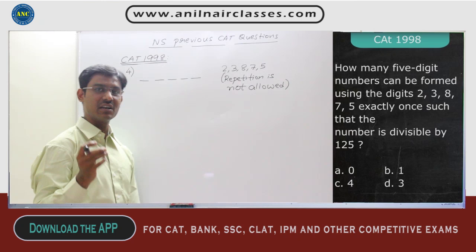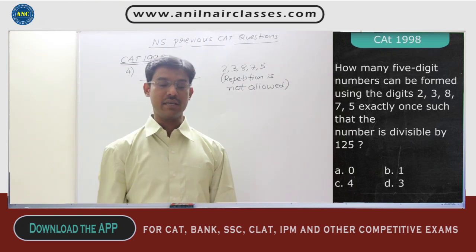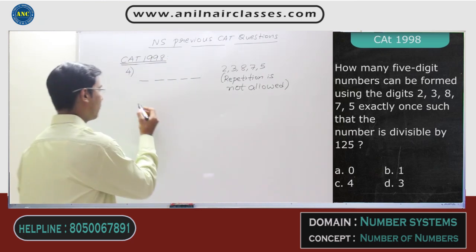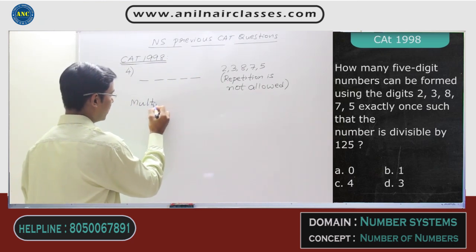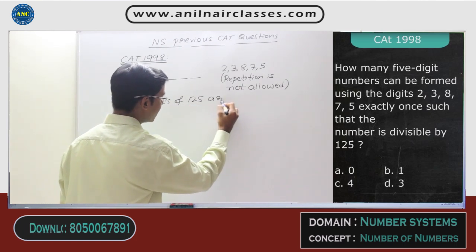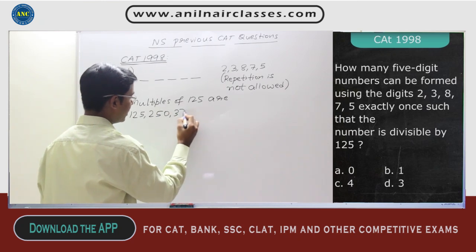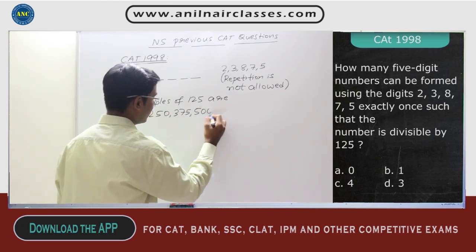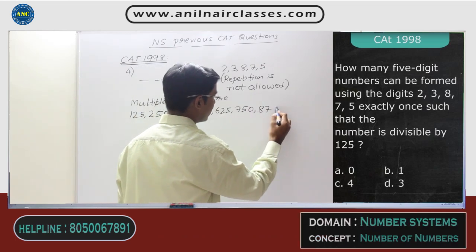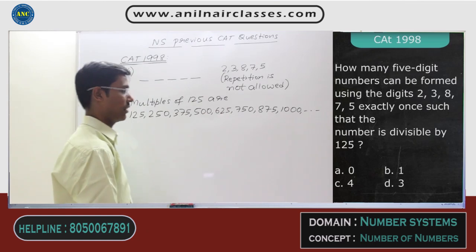Now, what is the divisibility rule of 125? The divisibility rule of 125 is that the last 3 digits should be divisible by 125. That means first of all, what are the multiples of 125? Let us write them: 125, 250, 375, 500, 625, 750, 875, 1000. Like that, it keeps on continuing.